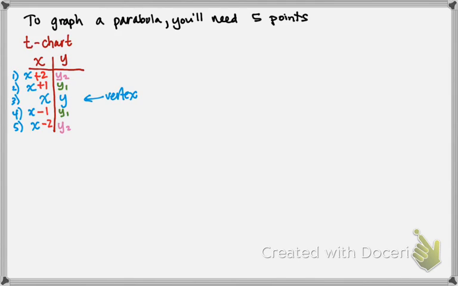So a little bit about some basics. Domain, remember, what are your x values? In reality, they are all real numbers, which means your parabola is going to grow forever, right and left.